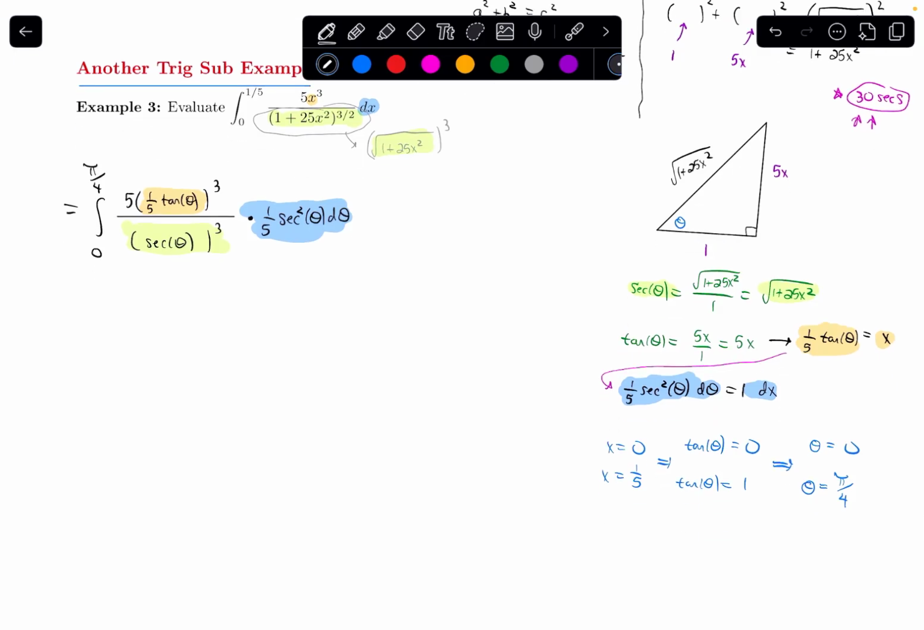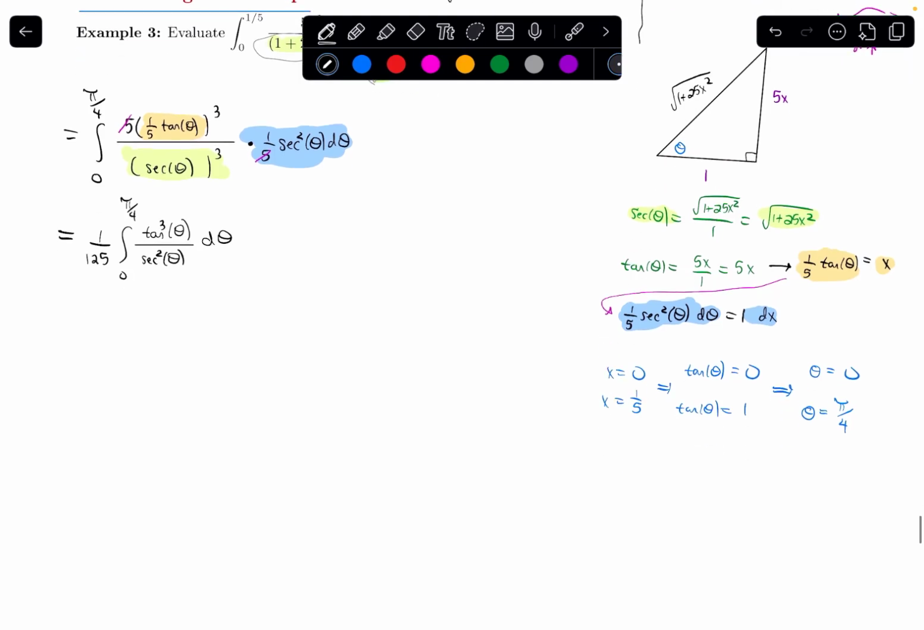So this can get simplified a little bit. Like I can cancel this 5 in the denominator with this 5 up in the numerator. I still have this 1/5 getting cubed, which I can pull to the front of the whole integral as 1 over 125. I got my integral from 0 to pi/4. And this will leave me with, let's see, we got tangent cubed on the numerator. And then on the bottom, I have secant cubed. On the numerator, I have secant squared. So I can cancel 2 of the secants to be left with secant squared theta d theta. Okay, so it's looking a bit simpler. And I have to do this antiderivative.